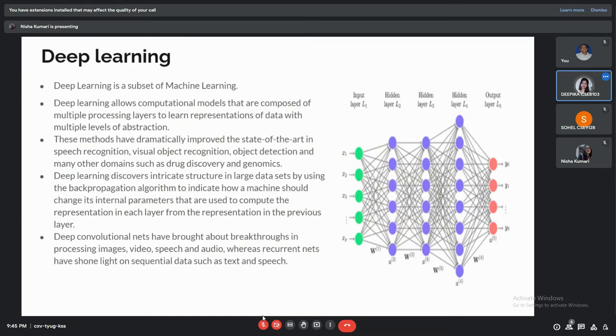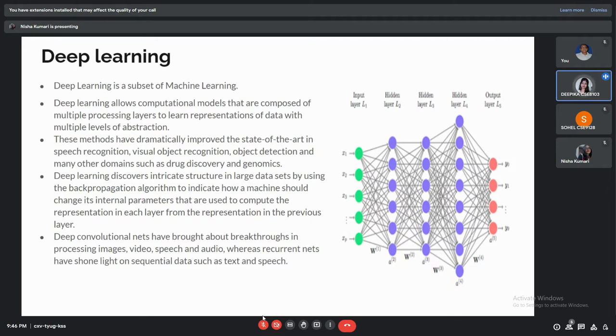Now deep learning. Deep learning is a subset of machine learning, which is essentially a neural network with three or more layers. These methods have dramatically improved the state of the art in speech recognition, visual object recognition, object detection, and many other domains such as drug discovery and genomics.